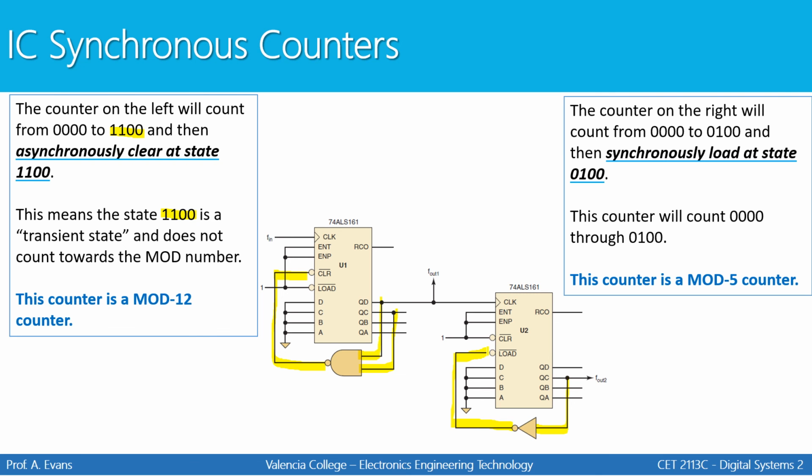So it'll count up until you get to the point where output C is a 1. That would be when you have 0, 1, 0, 0. So that 1 gets inverted to a 0. That 0 triggers a load.